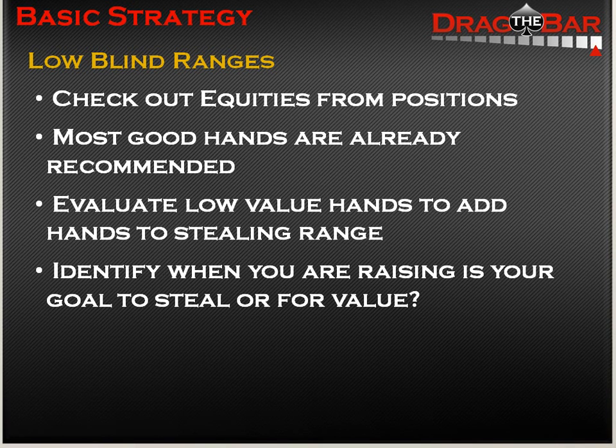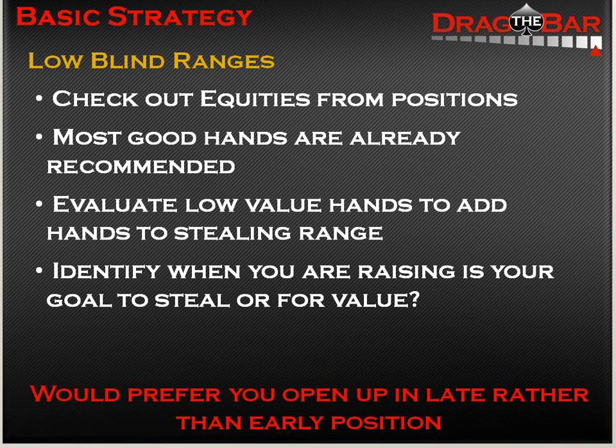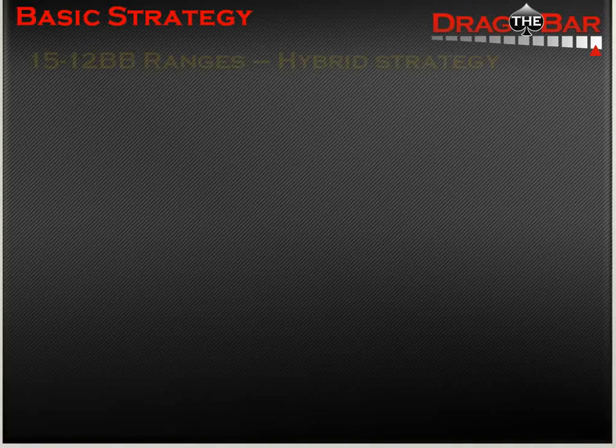And then you need to identify also when your goal is basically just stealing or whether you're raising for value, because some of those hands that are in your junk range that you're adding in are not necessarily hands you're raising for value post flop as much as you're just raising them because you're trying to steal and wrap up a couple percent in equity from when the blinds fold to you. So make sure that if you're widening your ranges dramatically in sit and goes, that you're widening them dramatically from late position, and don't widen them up so much from early position if you can avoid it.